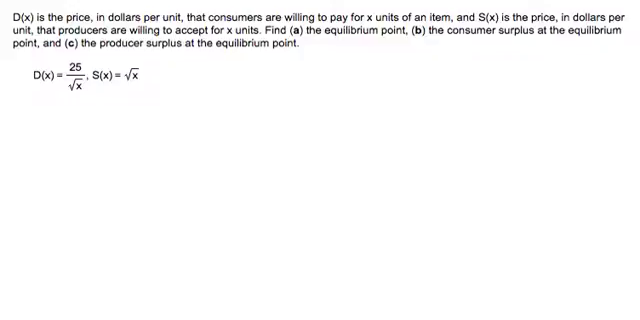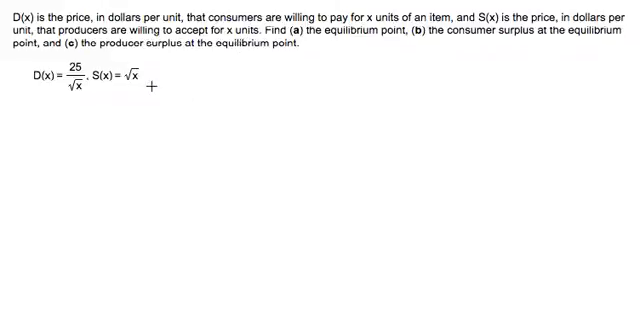So in this problem, we are given a demand function and a supply function, both in terms of x, where x is the number of units of an item, and we want to find the equilibrium point, and then the consumer surplus at the equilibrium point and the producer surplus at that point.